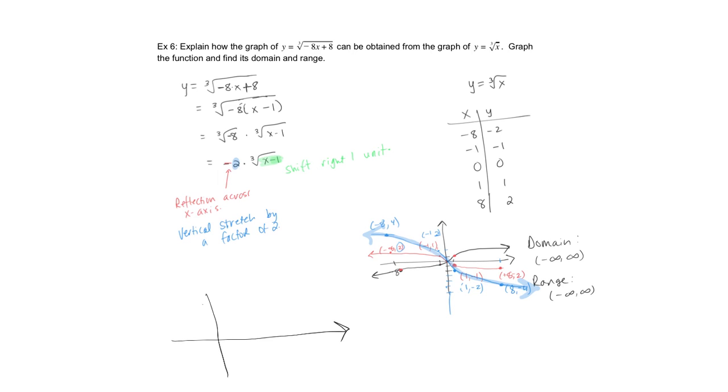Okay, so this point -8, 4. Now we're going to be at -7, 4. Okay, we had a point at -1, 2. Now we're going to be at 0, 2. We had a point at 0, 0. Now we're going to be at 1, 0.